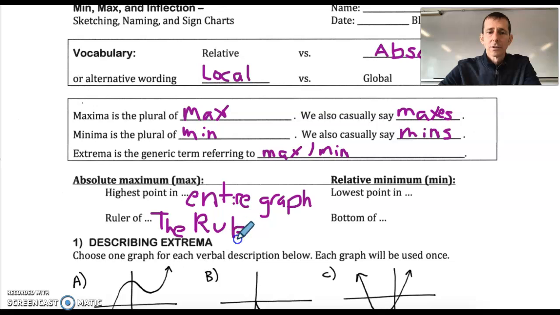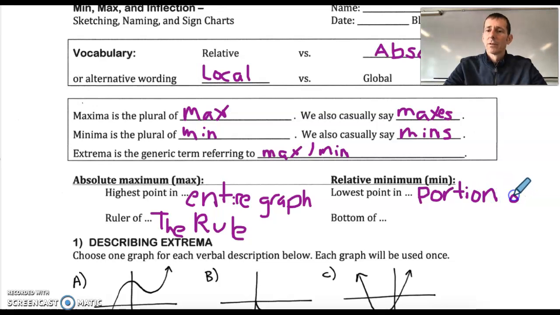And if your graph continues up to the right forever, it has no absolute max because it doesn't ever end. It continually goes up to infinity. If it were an absolute min, it would be the lowest point in the entire graph. Now if I am talking about a relative min, it is just the lowest point in a limited portion of the graph, not the entire graph, just a portion of it. And it is the bottom of a valley, if you will.